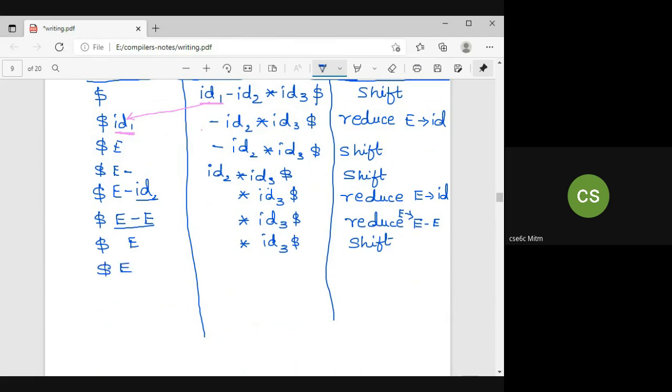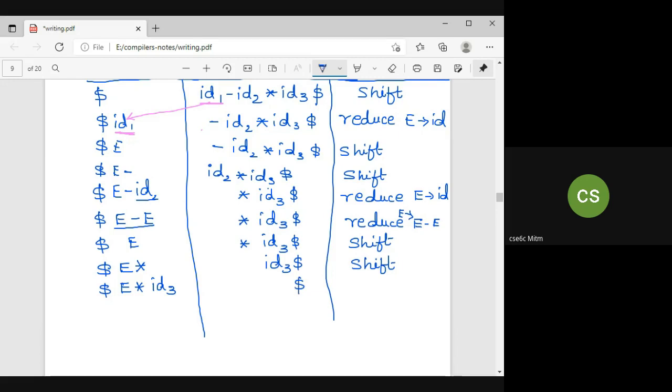Once you shift, this star is going to come to the stack. What remains here? ID3 and dollar will remain. Next, check if star can be replaced with any body. No. E star, can it be replaced with any body? No. So cannot reduce, therefore shift. So E dollar, then you have ID3. What remains here? Only dollar is going to remain.